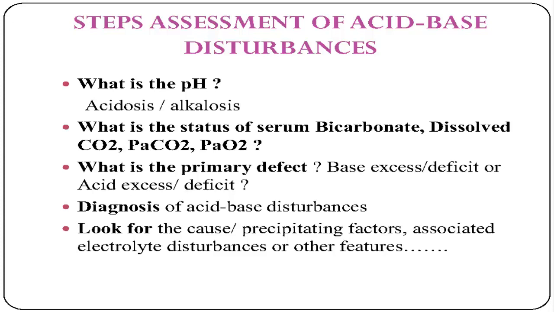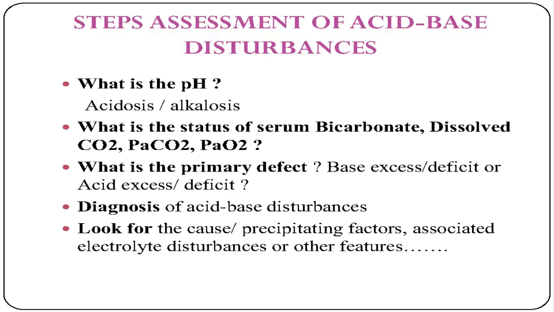Now what is the utility of knowing this point? This will help you to diagnose whether the acid base disturbance is due to a metabolic or respiratory cause. So this is the second step. First step, that is diagnosis of acid base disturbances, that is acidosis or alkalosis, and next step is to determine whether this disturbance is due to a metabolic or respiratory one.